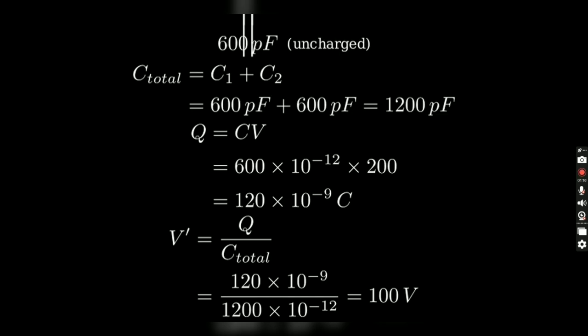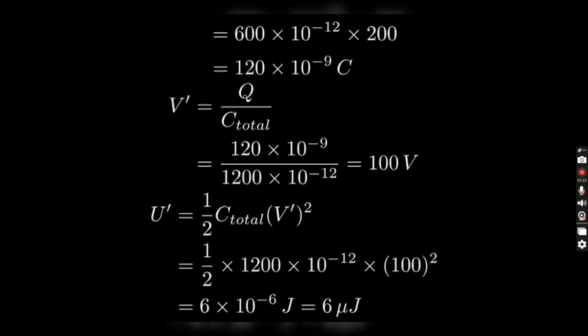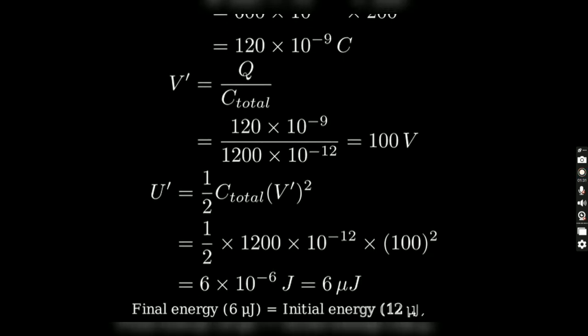which equals 100 volts. Finally, let's calculate the new energy stored. Using our energy formula again with the new values, 1/2 times 1,200 picofarads times 100 volts squared. This gives us 6 microjoules. Notice that the final energy is half of our initial energy. Some energy was lost in the process of charge redistribution.